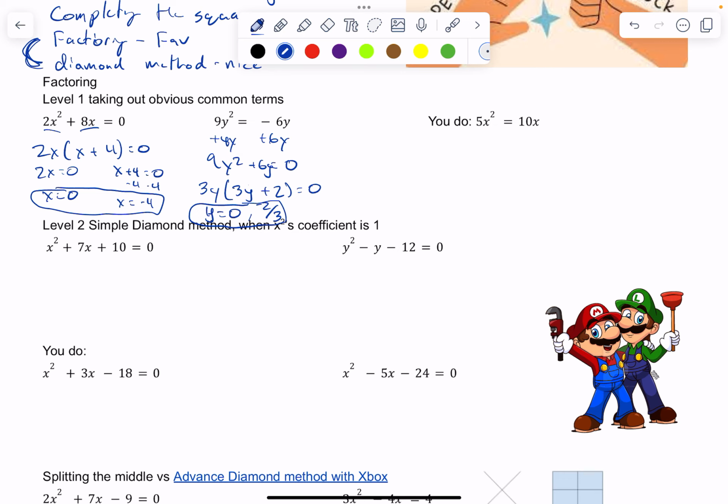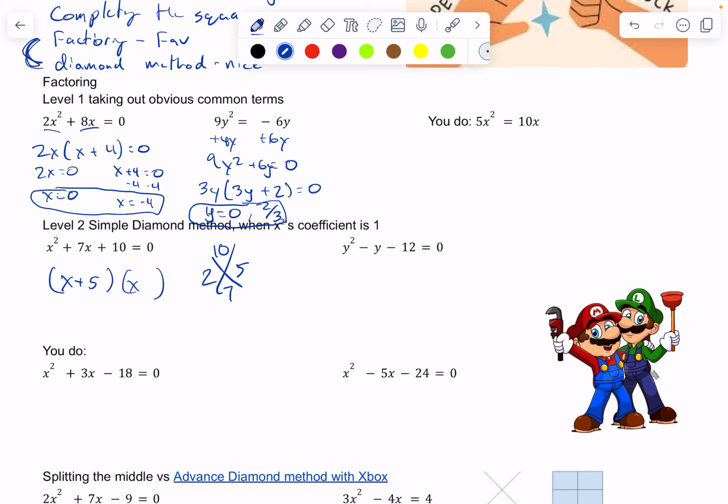Now we're going to do some simple diamond method. I like to put the multiply on the top and the add on the bottom. So what multiplies together to give me 10, but adds together to give me 7? I can think of a 2 and a 5. Everything's positive, so everything stays positive. That's easy enough. Let's plug in my factors.